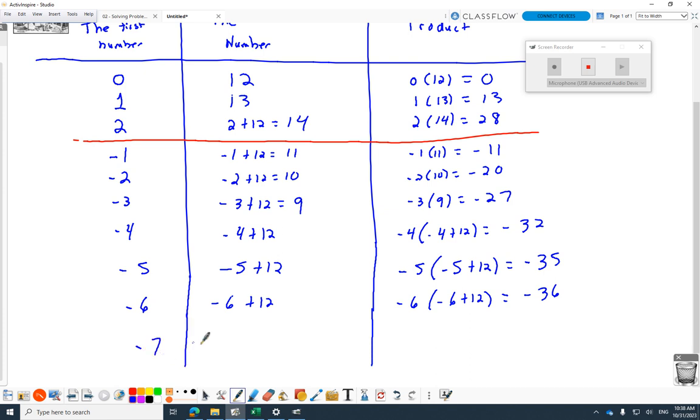-7. The other number will be -7 plus 12, and I get negative 35. And I'll put 3 exclamation marks after that because the method has worked. I have found the lowest product. The lowest I got was negative 36.